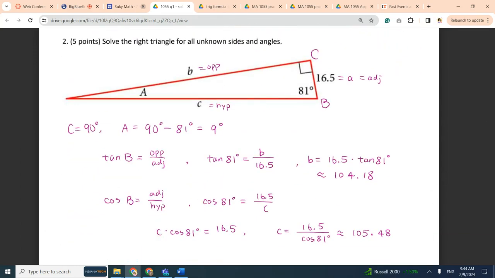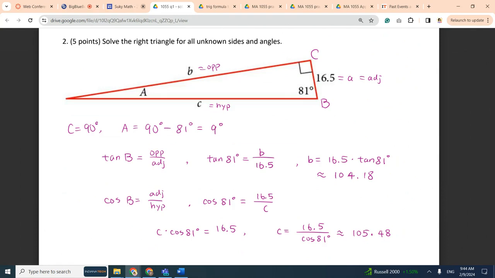Okay, second problem. We have the right triangle. I said the angle and the side are the same letter. The opposite side uses a small letter, the angle uses a capital letter. This is how we name the angle and the vertex. Here we know this side and we know this angle, so we can find the angle A. It's 90 degrees minus 81, which is 9 degrees.